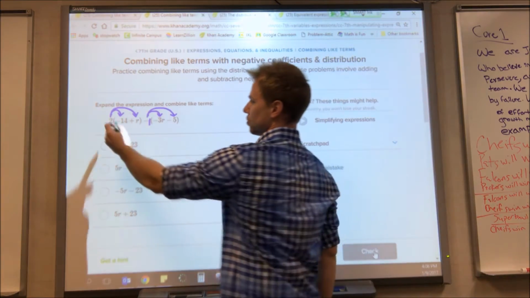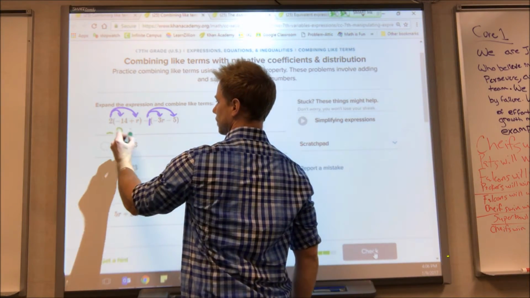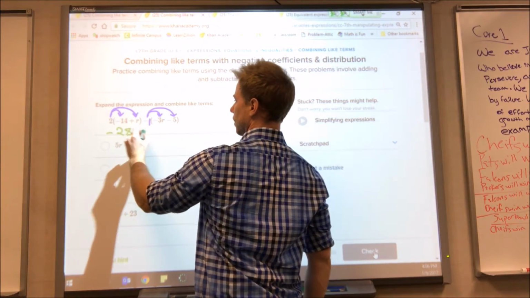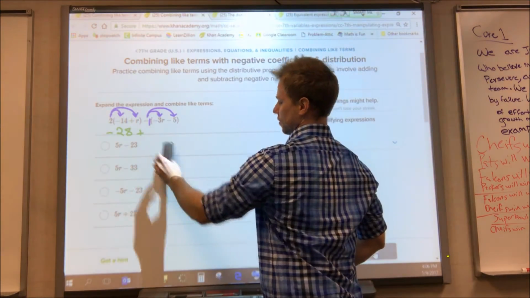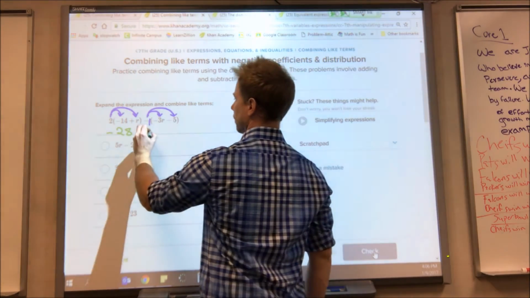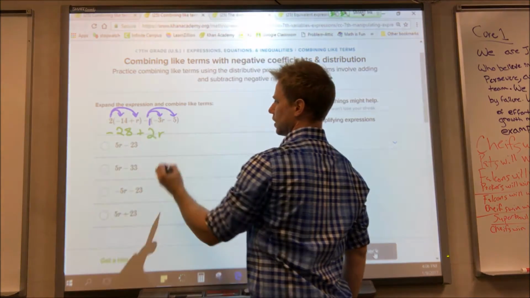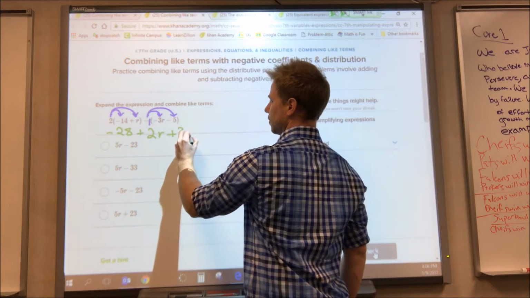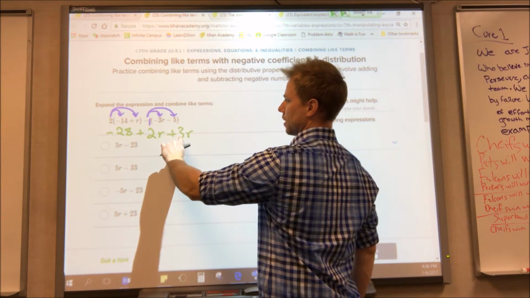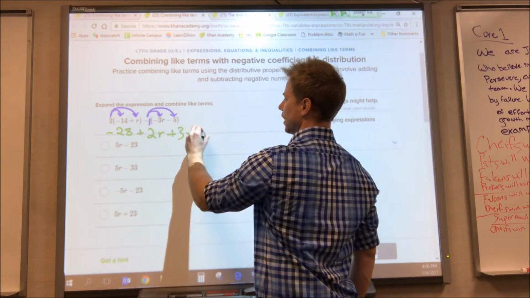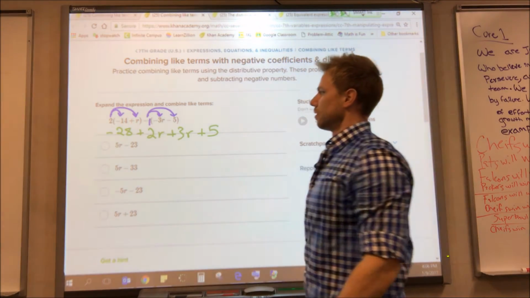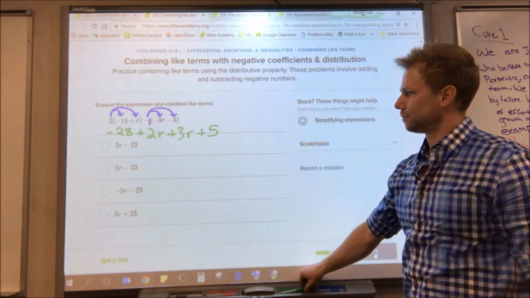Okay? So 2 times negative 14 is negative 28. 2 times r is 2r. We'll put the 2 in there. Negative 1 times negative 3r is a positive 3r. Two negatives make a positive. Negative 1 times negative 5, again 2 negatives, make a positive, makes plus 5.